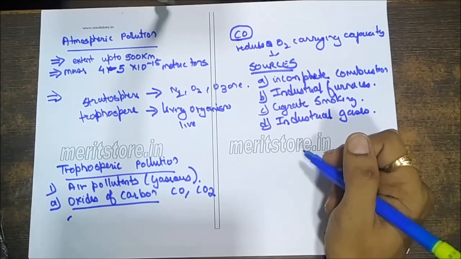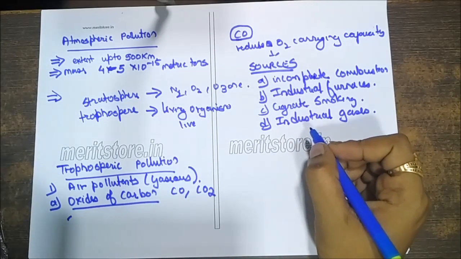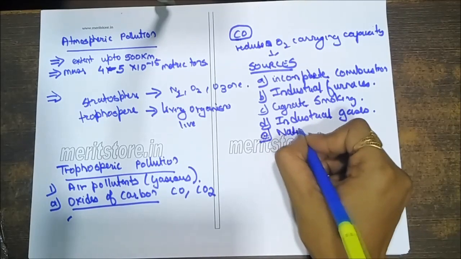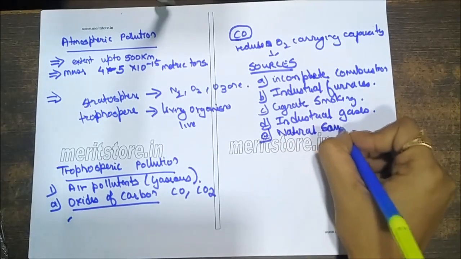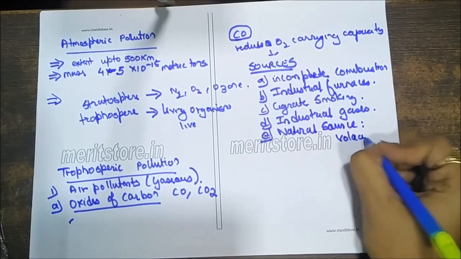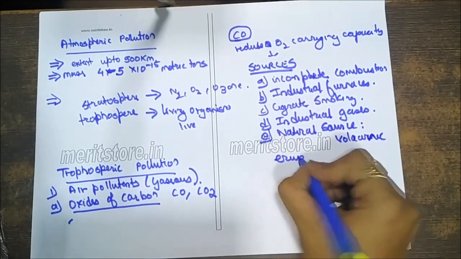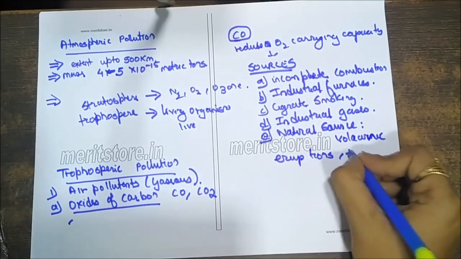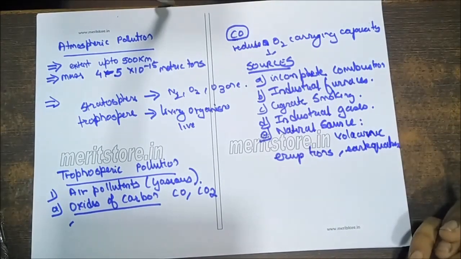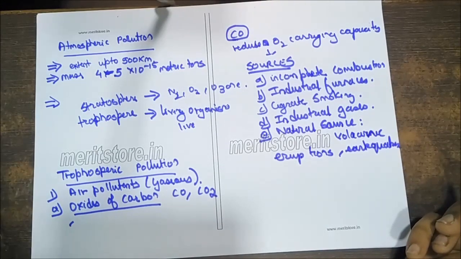Next, besides these sources, carbon monoxide is also produced from some natural sources. By natural sources, I mean something which is beyond man's control. So natural sources which contribute to carbon monoxide emission are volcanic eruptions, earthquakes, etc. So, these are the different sources of carbon monoxide emission.